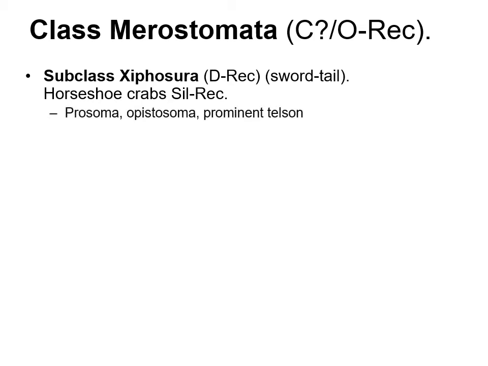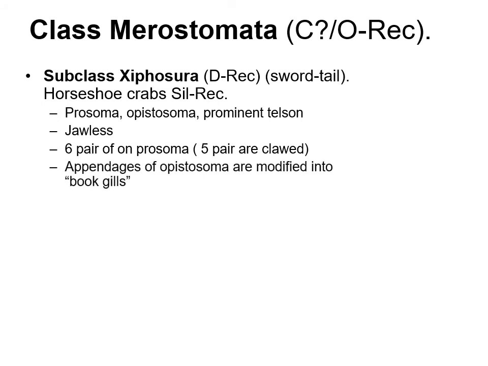Their bodies are broken up into a prosoma and an opisthosoma, similar to something like spiders, but then they have that prominent telson, the long sword-like tail coming off of their bodies. Xiphosaurians, like horseshoe crabs, are jawless. They have 6 pair of limbs on the prosoma, 5 of which are clawed.